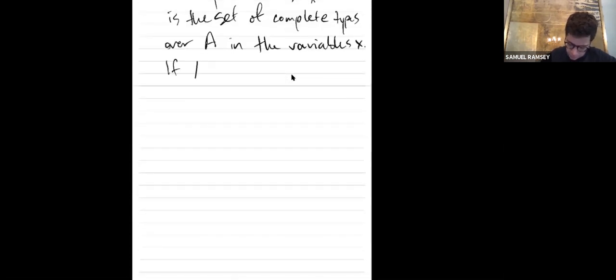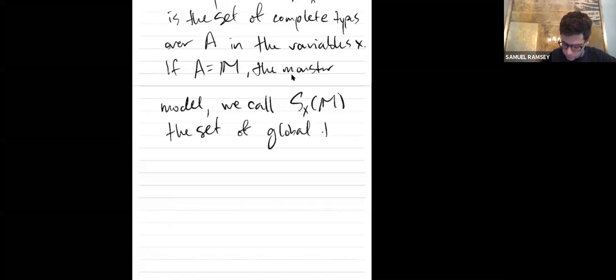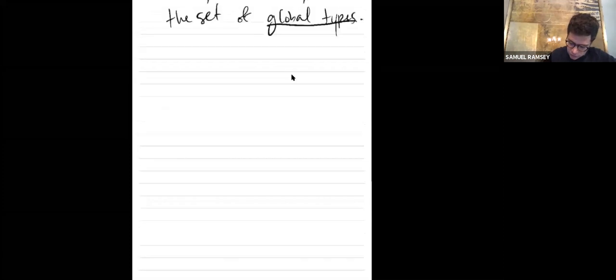Now, if A is the monster model, we call S_x(M) the set of global types. So this is just convenient notation. Whenever we have a type which is somehow over everything, then we call it a global type, and that makes sense.